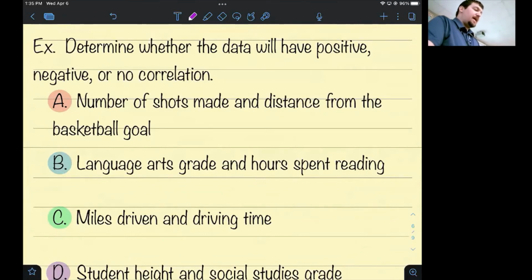The number of shots made and your distance from the basketball goal. I think we brought this one up yesterday, didn't we? Is this going to have positive or negative correlation? What's going to happen to the number of shots you make as your distance increases from the goal? What's going to happen, Owen? It's going to get smaller. So as distance increases, our shots that are going in are going to decrease. This is a negative correlation.